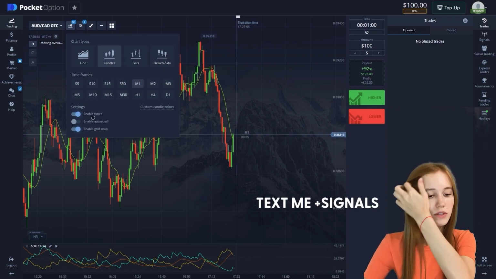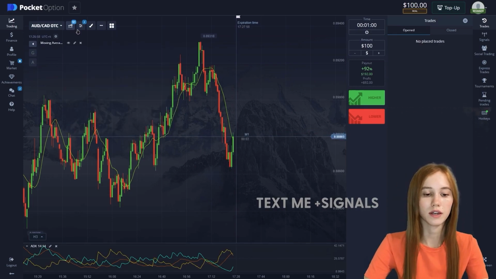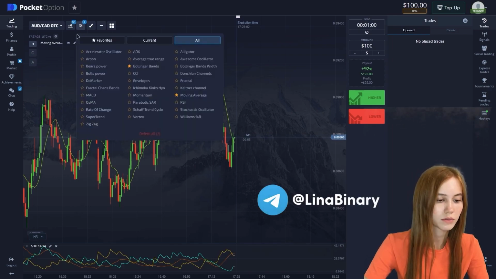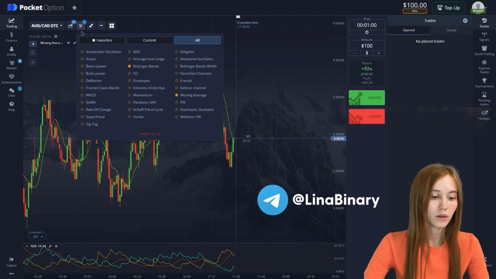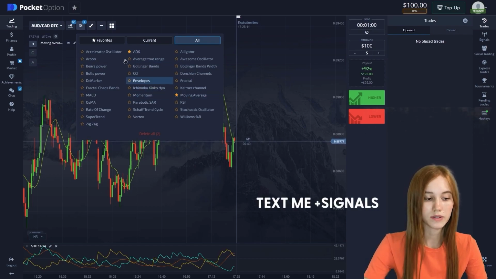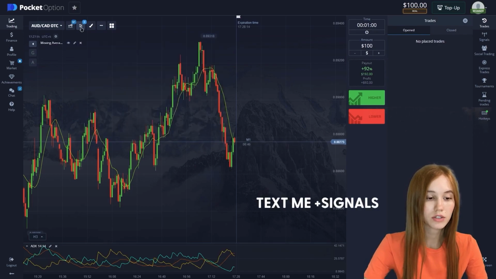We will trade using two indicators. You can turn on the indicators by clicking here. For us, it's ADX and moving average. Let me tell you more about these indicators. Let's start with the moving averages in more detail.